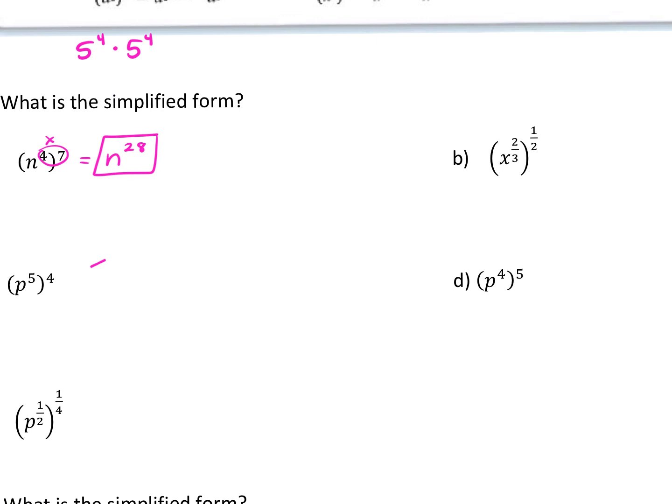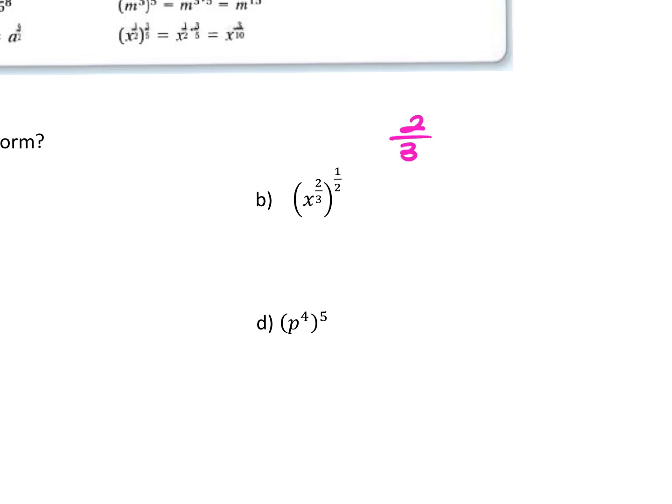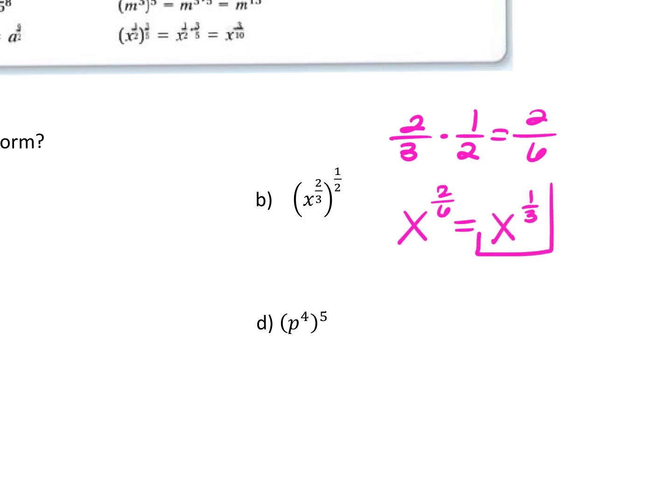Look at B. X to the 2/3 to the 1/2. What are you going to do with 2/3 and 1/2? You're going to multiply them. So you're going to go 2/3 times 1/2 and get x to some power. When you multiply fractions, do you need a common denominator right now? No. When you multiply fractions, you go straight across. So we're going to go 2 times 1 is 2. 3 times 2 is 6. So x to the 2/6 power is the answer. It's just not the best answer. What's the best answer? 1/3. So call it x to the 1/3 power.